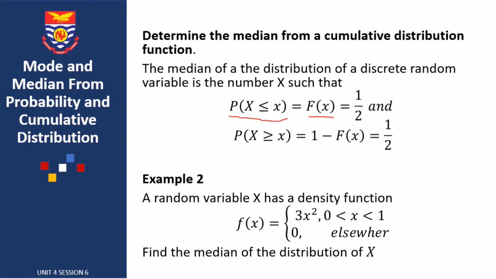So let's take example 2. A random variable x has a density function given as 3x squared with the interval 0 to 1, and 0 otherwise. You should find the median of the distribution x.